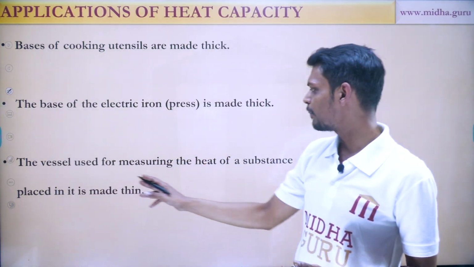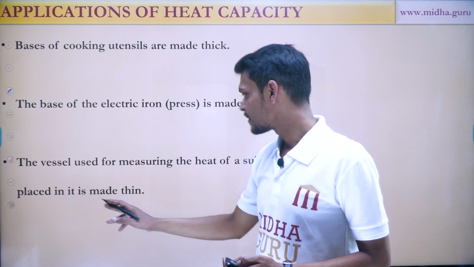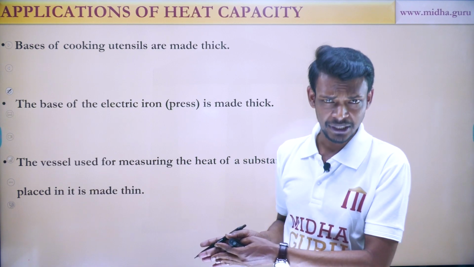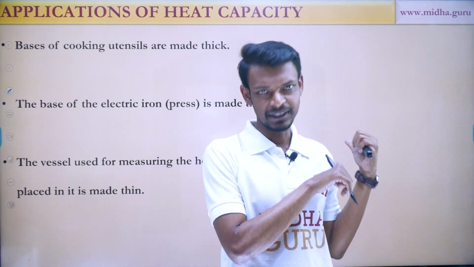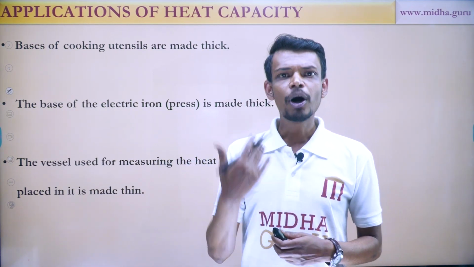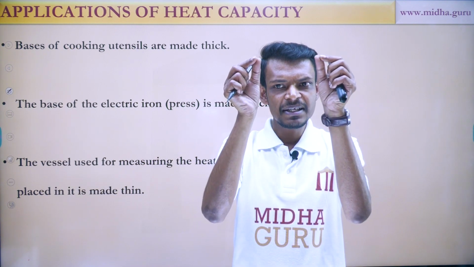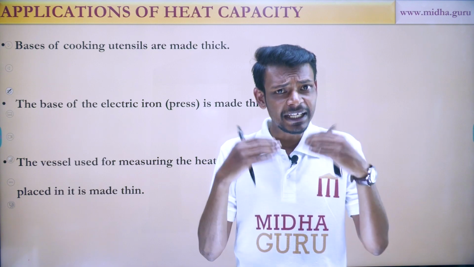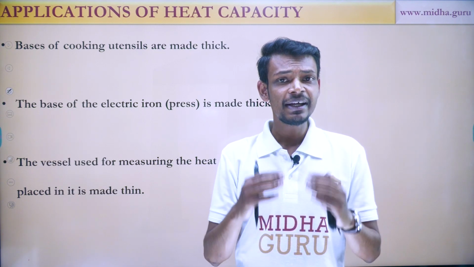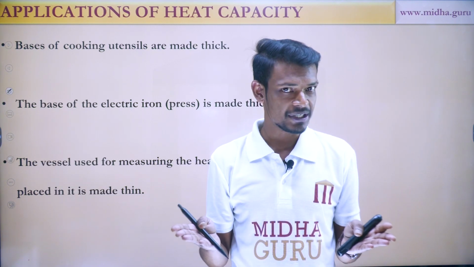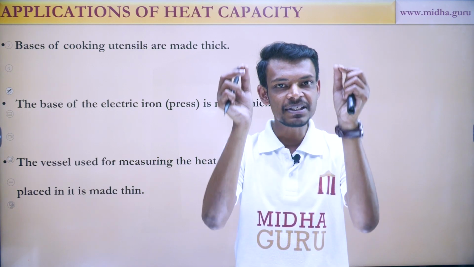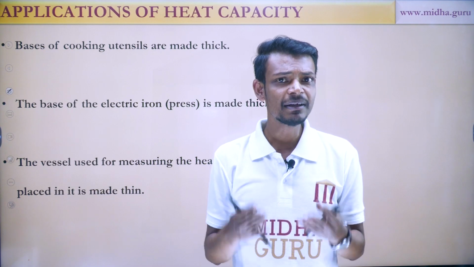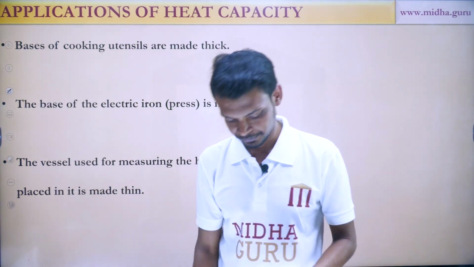Now, the vessel used for measuring the heat of the substance placed in it is made thin. In fact, this point is talking about the calorimeter, which we have seen in the previous slides. And the copper vessel that we used is very thin, because we do not want a lot of heat from the liquids placed inside the calorimeter to be lost to the calorimeter itself. And hence, if we keep the vessel thin, then the heat lost to the vessel will be much less.